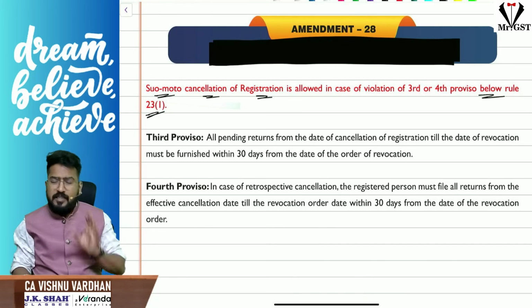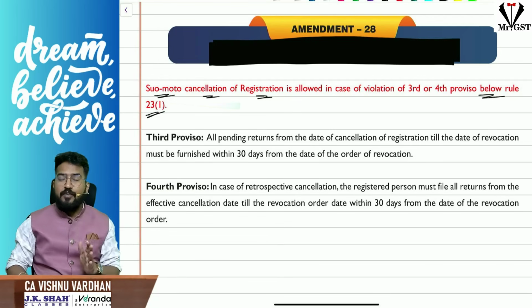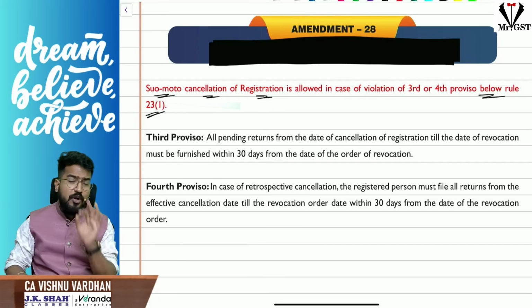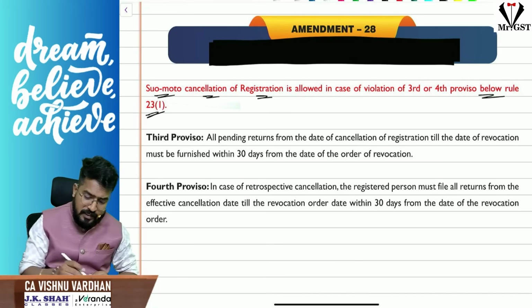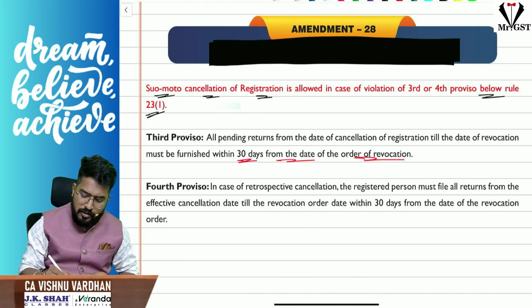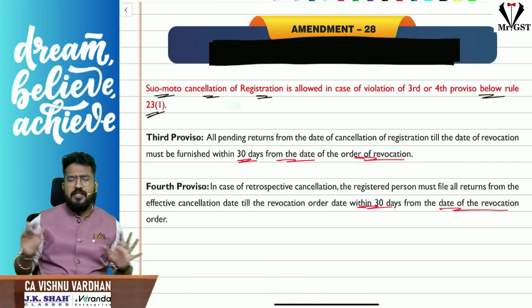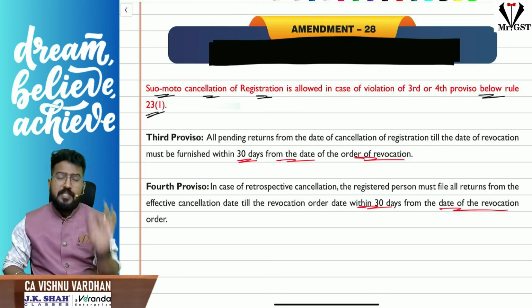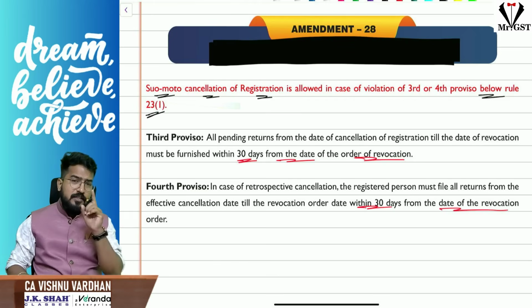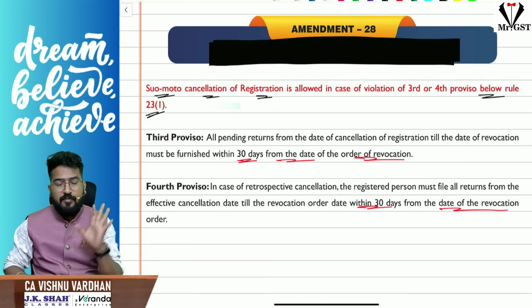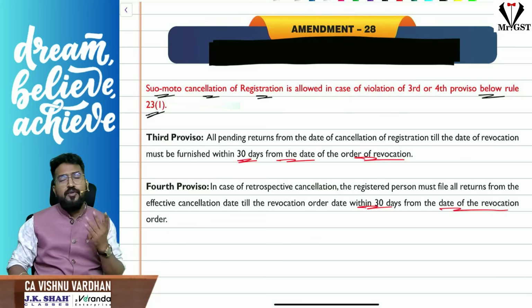What are these reasons? When you apply for revocation of cancellation of registration, they will revoke your cancellation, asking you to file all pending returns, correct? All the pending returns should be filed within 30 days from the date of the order of revocation. Once the revocation order is given, within 30 days you should file all the pending returns. If you have not filed the pending returns, then your registration is liable for cancellation. The proper officer has the right to cancel the registration.